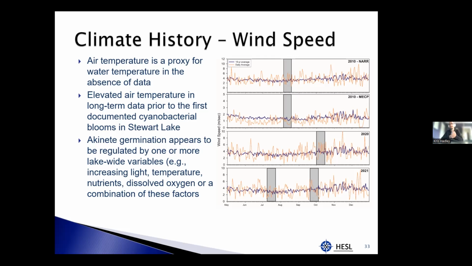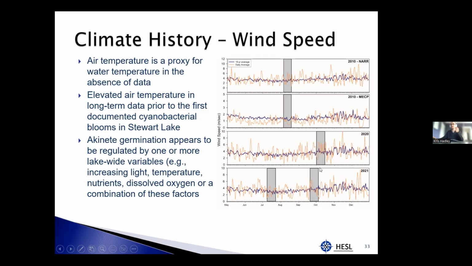They can't do that. So we do see in 2010 in the ministry data, it's not as apparent in the NAR data, but in the ministry data, you do see a marked period of several weeks of calm below a long-term 10-year average. So the blue line is the 10-year long-term average. The orange line is the daily average from 2010 in this figure. And you see a marked period of low wind speed.